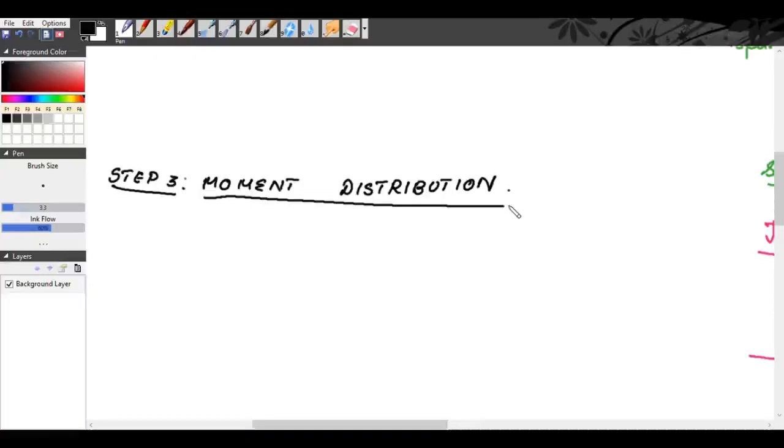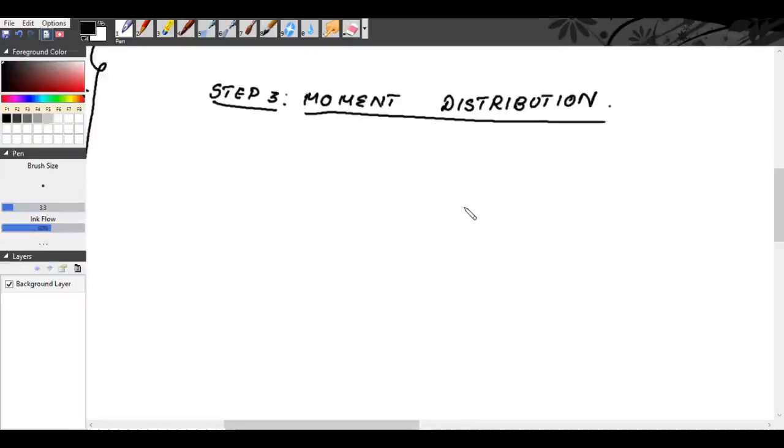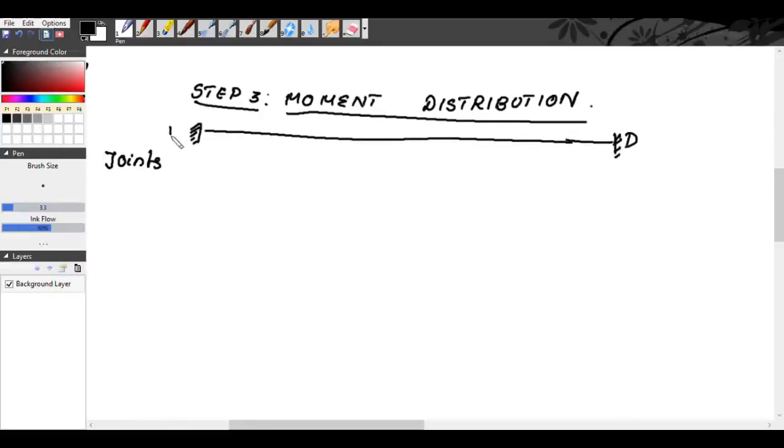So for moment distribution, we have to open a tabular column. First, you have to consider the joints. How many joints are there? We know our beam span is like this: A, D, B and C. So our joints are A, B, C and D.